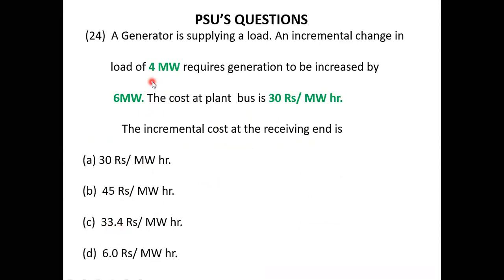But here the loss is 2 megawatt. 2 megawatt means it is nothing but 1/3 of the generation side. 1/3 means 33.33%, which is very more. So that's why the lambda value must also be more. So that's why you need to consider 45 as the answer. Okay.